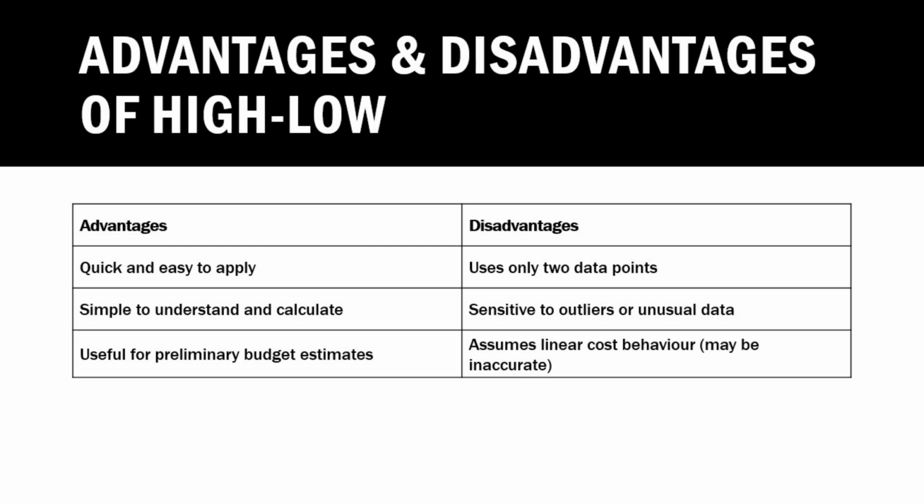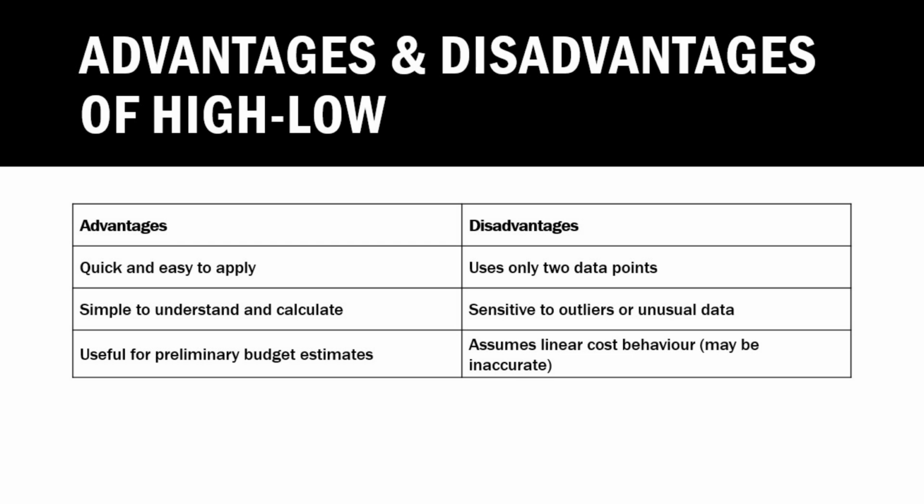Advantages. It's quick and easy to apply. It's simple to understand and calculate. It's helpful for early-stage budgeting when you just need an estimate. Disadvantages. It only uses 2 data points, the highest and the lowest. It ignores all other data. If either of those 2 points is abnormal, an outlier, your estimate will be wrong.